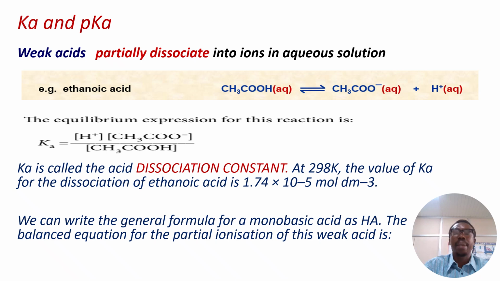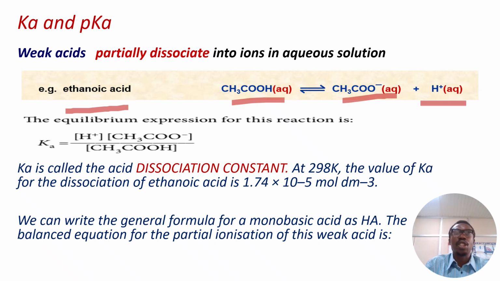Still on Ka and pKa, we are still looking at ionic equilibria. Ka represents the acid dissociation constant, while pKa represents the negative logarithm to base 10 of the acid dissociation constant. From our previous lectures, we understand that weak acids partially dissociate into ions in aqueous solution. A weak acid is an acid that dissociates what? Partially. For example, ethanoic acid is a weak acid. It dissociates to give you what? Ethanoic ion and hydrogen ion.